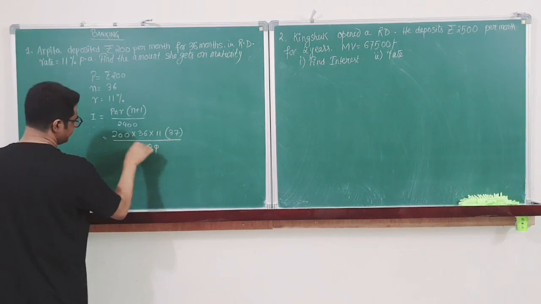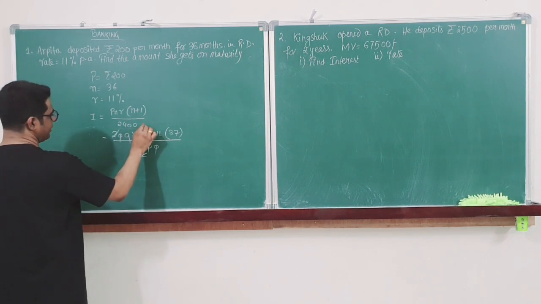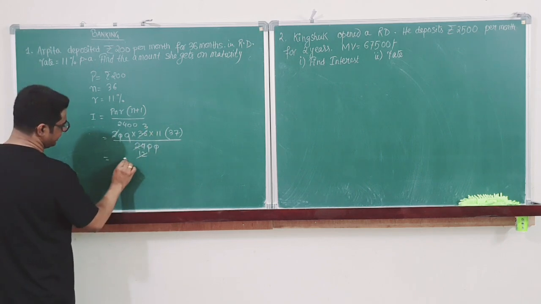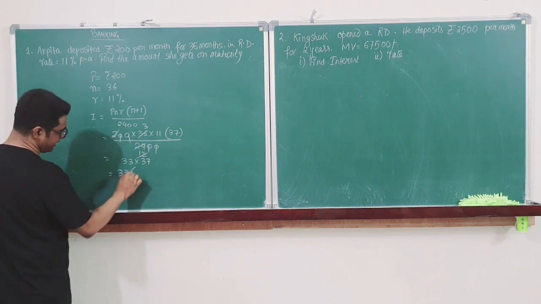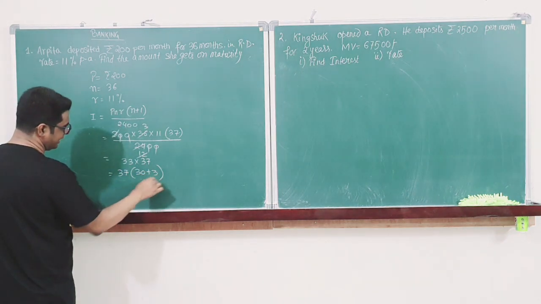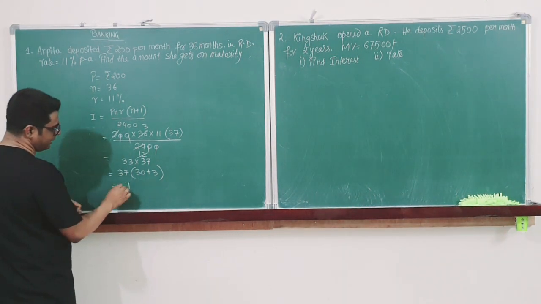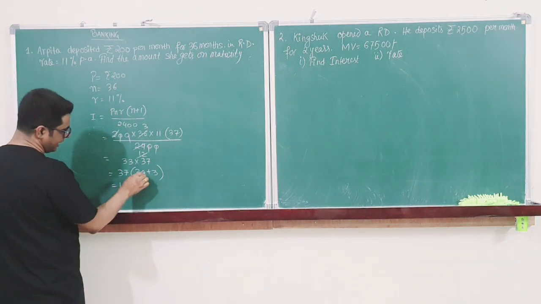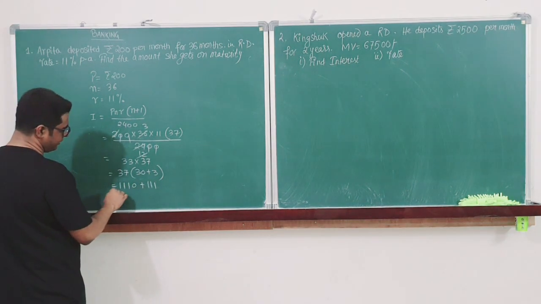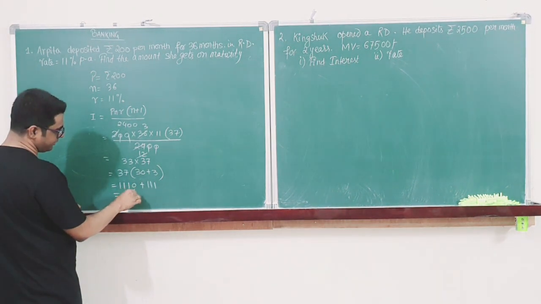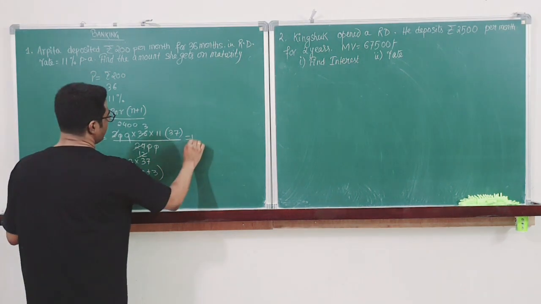2400. The 0 cancels out, this 2 cancels out, 12 and 36 cancels out, 3. So 3 into 11 is 33, into 37. Next, 37 into 30 plus 3 makes it easy for calculation. 3 into 7 is 21, 3 into 3 is 9 plus 2 is 11, last 0, plus 37 into 3, that is 111. So it is 1221. So interest is 1221.